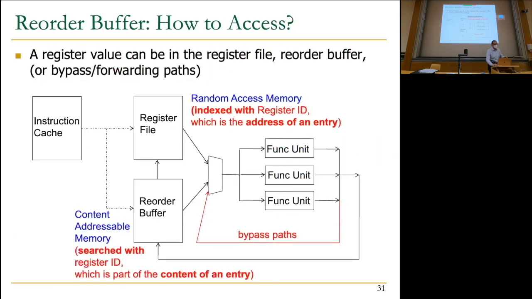Here we were accessing them concurrently. I kind of didn't say it exactly, but really you access them concurrently. You do a regular register file access here. You do a content addressable memory access here. And if the source is valid over here, you get it from the register file. If it's not valid, the result of the reorder buffer needs to be provided. Or there could be bypass paths that we kind of ignored, but they should be there also.